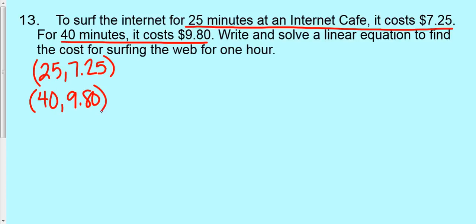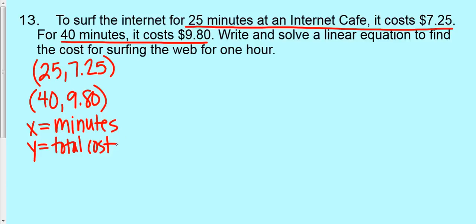Notice that they don't tell us anything about the slope. We're going to have to go back and calculate slope. We need to label our x and our y variables. If you look at the x coordinates, 25 and 40, they both represent minutes. 7.25 and 9.80 both represent the total cost. We do need to write and solve a linear equation, and we're going to find the cost for surfing the web for 1 hour.